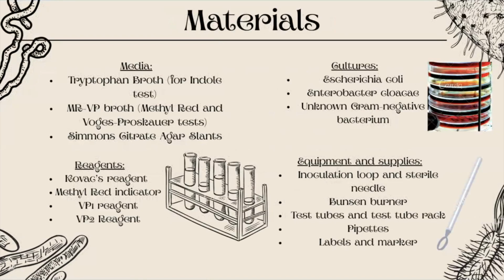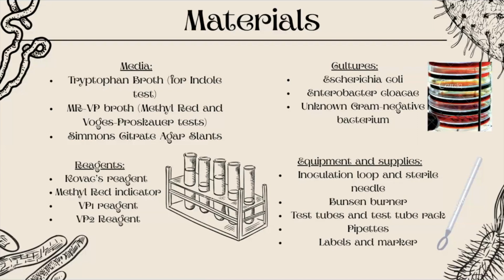Materials. For the media, we used tryptophan broth for the indole test, MRVP broth for the methyl red and Voges-Proskauer test, and Simmons citrate agar slants. And for the reagents, we used Kovacs reagent, methyl red indicator, VP1 reagent, and VP2 reagent.